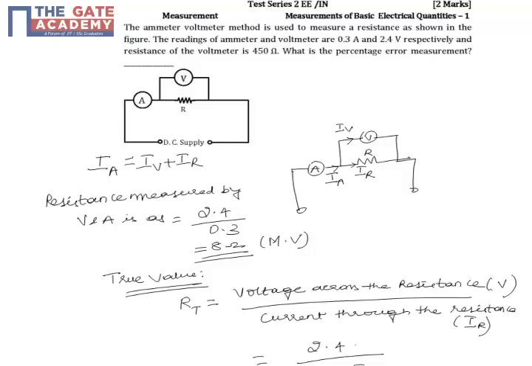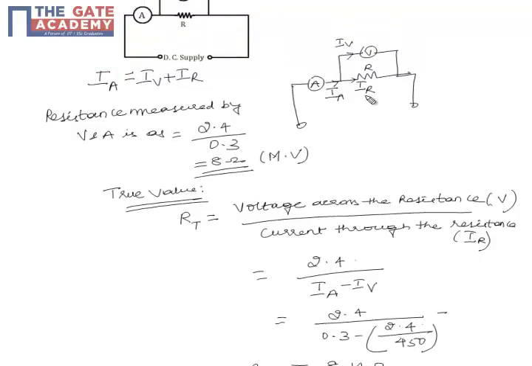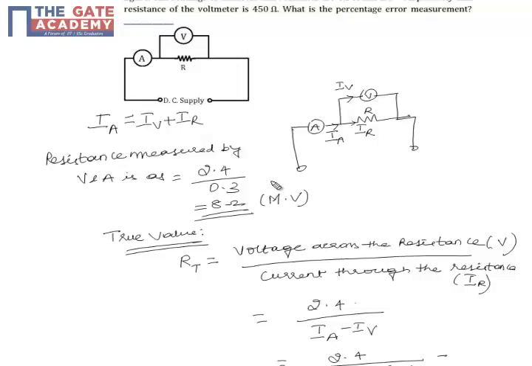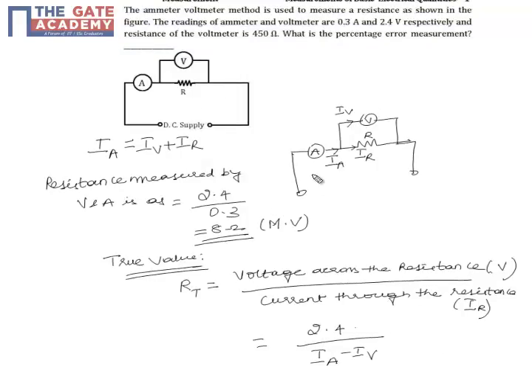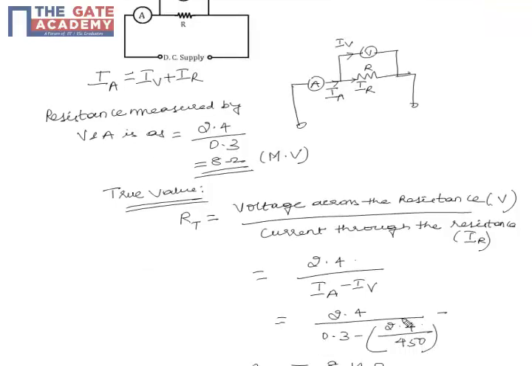So if I translate that into my equation, the true value is nothing but the voltage across the resistance, which is 2.4 volts, divided by the current through the resistance, which I know from this equation as the ammeter current, 0.3, minus the current through the voltmeter. I know the resistance of the voltmeter, which is given in the problem as 450 ohms, and I know the voltage across it, which is 2.4 volts. So I can calculate the current through the voltmeter, which is 2.4 by 450 ohms.